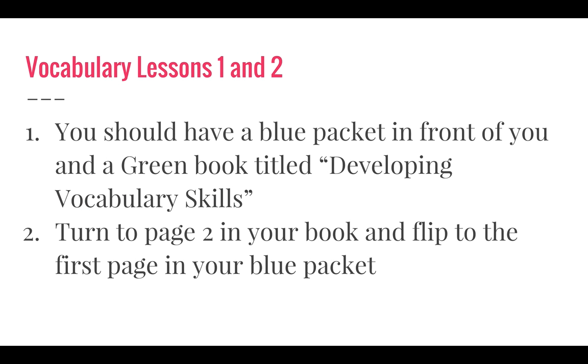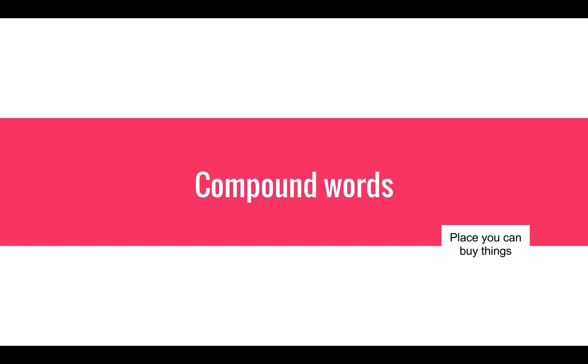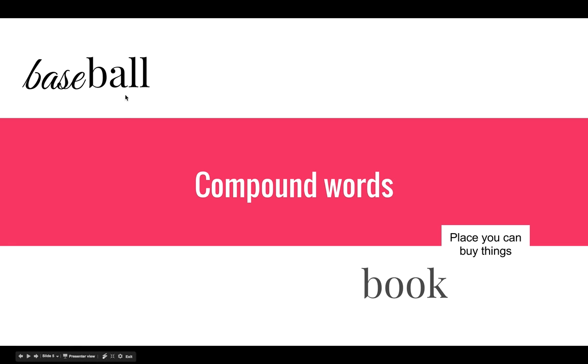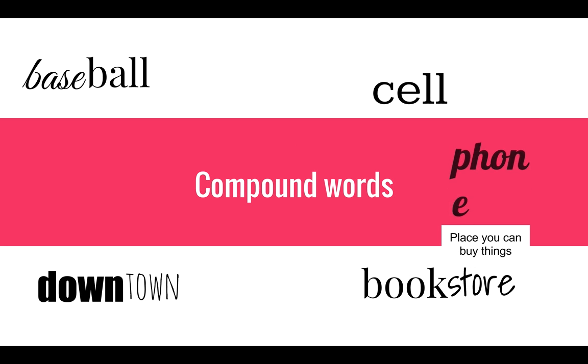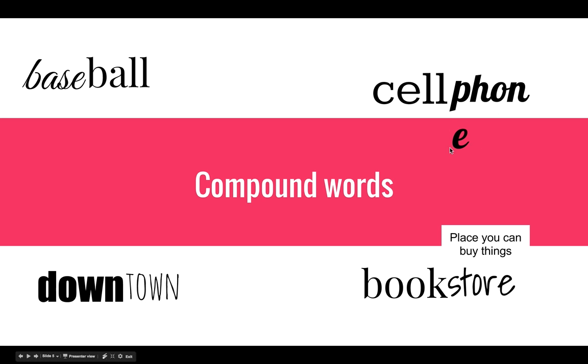So lesson 1 is going to be over compound words. A compound word is going to be made up of 2 words, like base and ball. We have 2 separate words there. Book and store. Down, town, and then cell. Can you guess it? It's phone. Okay, cell phone. Anyway, so we're looking at words here that are made up of more than one other word, but they are one word when you put them all together.